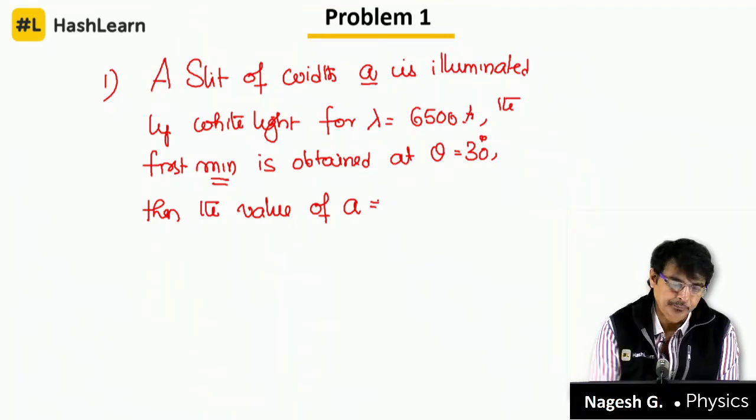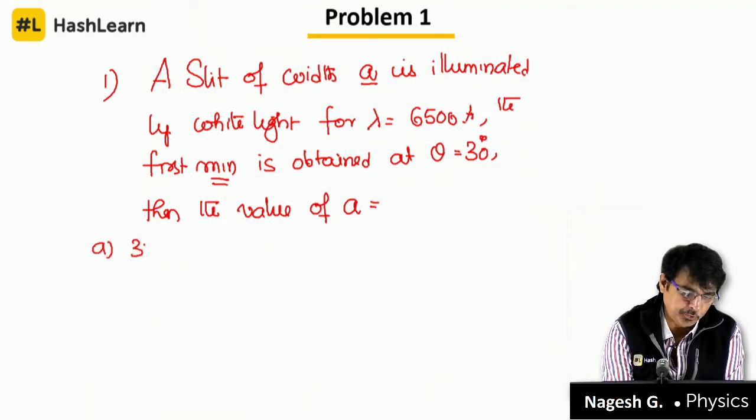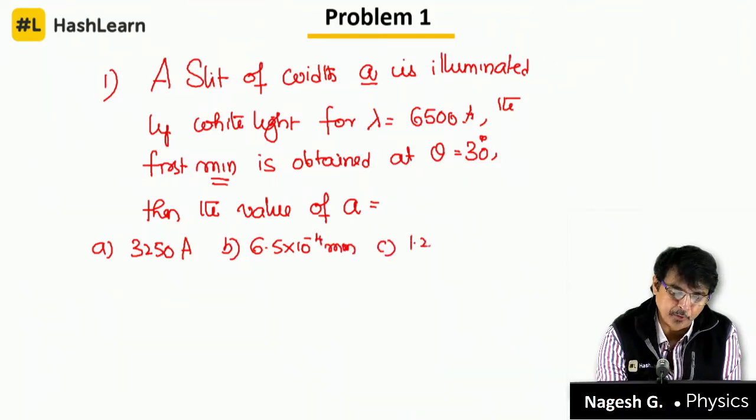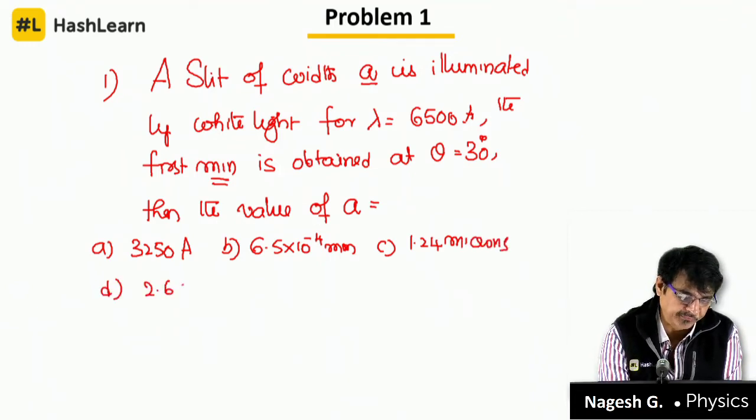This is the problem. Option A, 3250 angstroms. Option B, 6.5 into 10 to the power of minus 4 millimeter. Option C, 1.24 microns. And option D, 2.6 into 10 to the power of minus 4 centimeter.